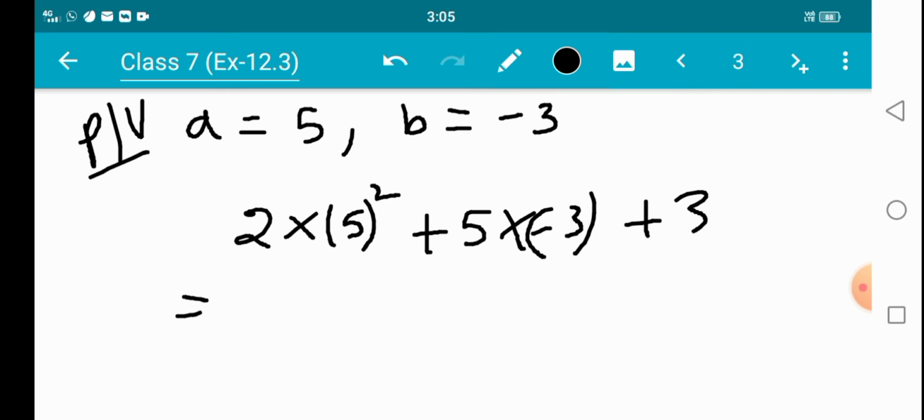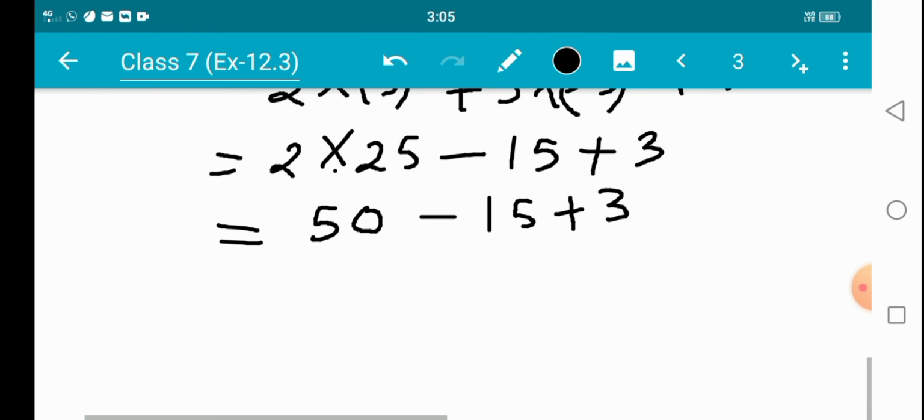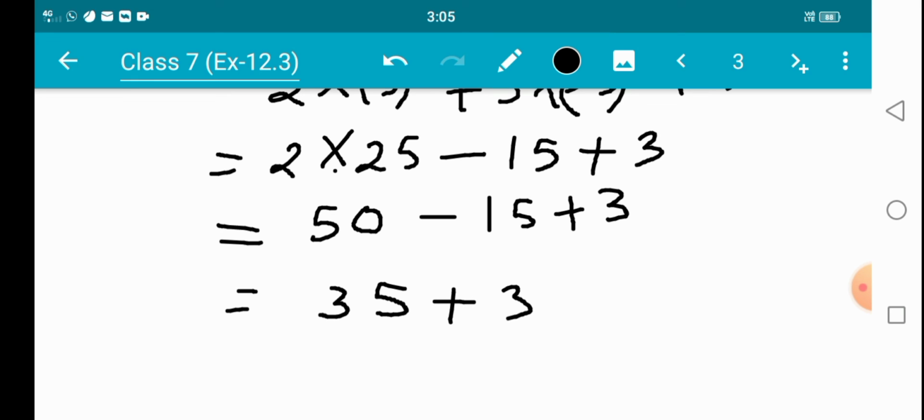Now what we will get? 2 into 25, 5 5s are 25, 2 into 25 minus 15 plus 3. Now 2 into 25 means 50 minus 15 plus 3. Now 15, when we are subtracting from 50, it will be 35, plus 3, it will be 38.